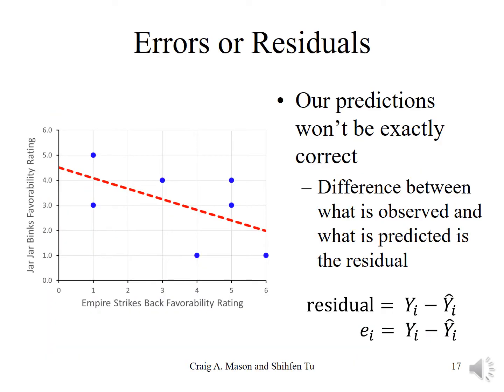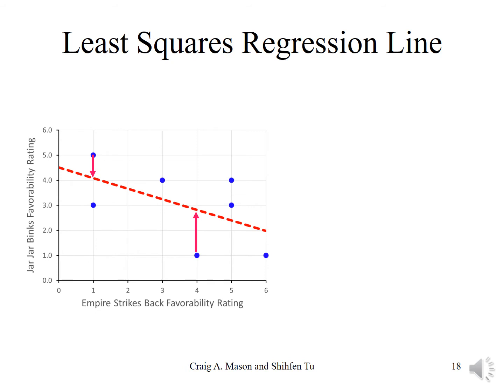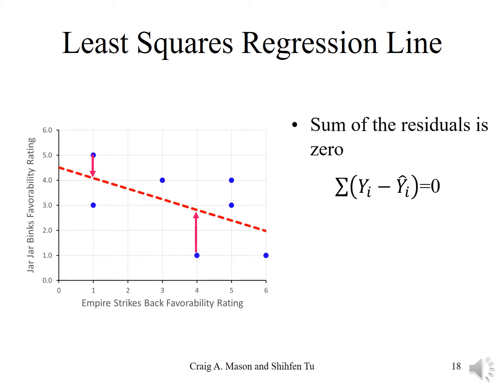Okay, you'll also see the residual represented by e sub i, again, which is just a shorthand for the residual or error for person i. Now, think back to our discussion regarding the mean. Remember, the sum of the deviations from the mean is always equal to 0. That was one of the fundamental characteristics of the mean. Well, the same principle applies to our regression line. The sum of the residuals around the regression line is equal to 0.